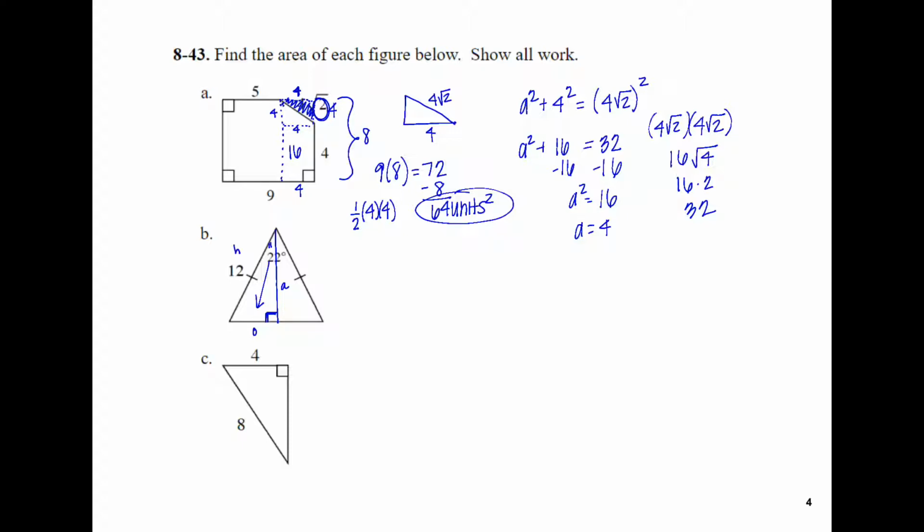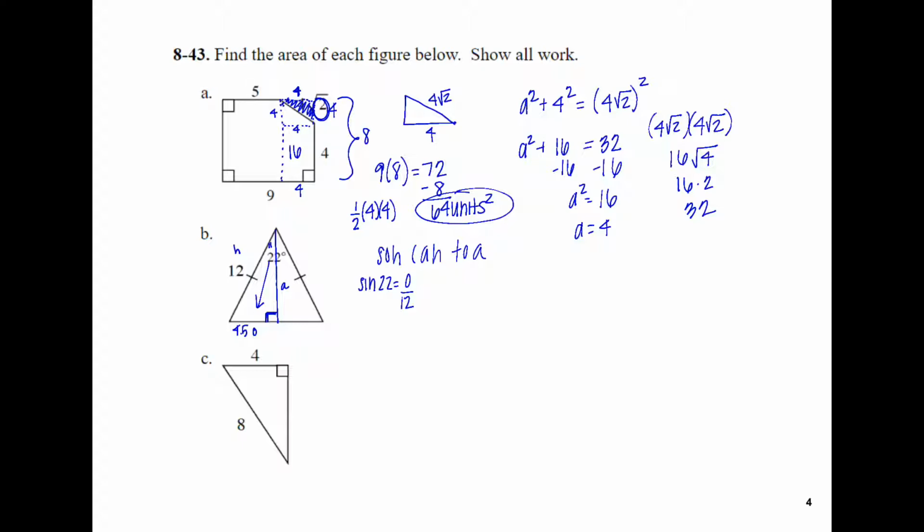So what uses our opposite and hypotenuse in SOHCAHTOA is the sine. So the sine of 22 degrees is equal to our opposite side over 12. Multiply by 12. Make sure that your calculator is in degrees instead of radians. So 12 times the sine of 22 degrees is approximately 4.5. So this piece of our triangle is approximately 4.5.